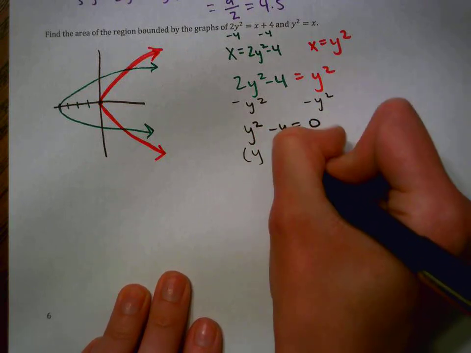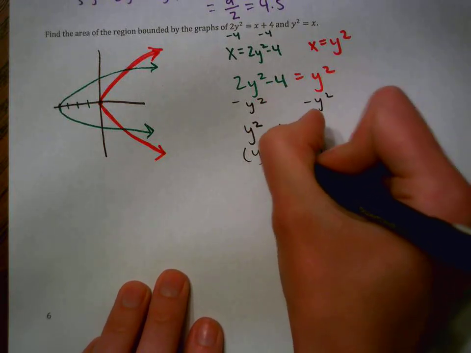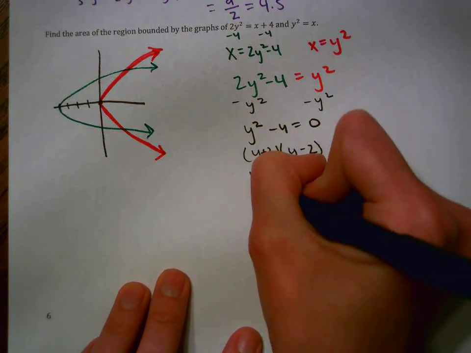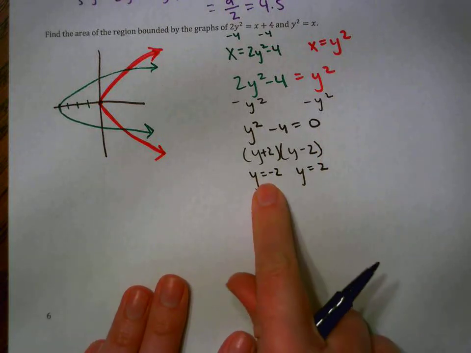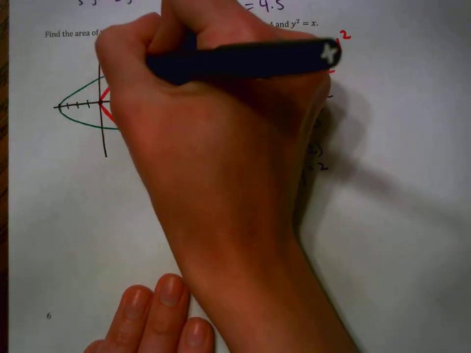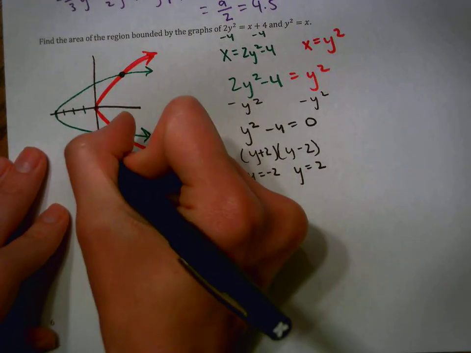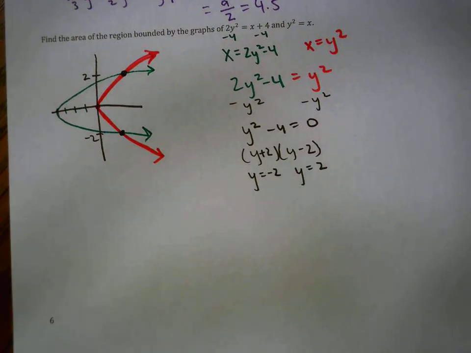The square root of 4 is 2. So the factors are positive 2 and negative 2. So that makes your intercepts negative 2 and positive 2. Notice those are y. So we have these two intersection points here, and one is down here at y equals negative 2, and one is up here at y equals positive 2. So how do we know that?